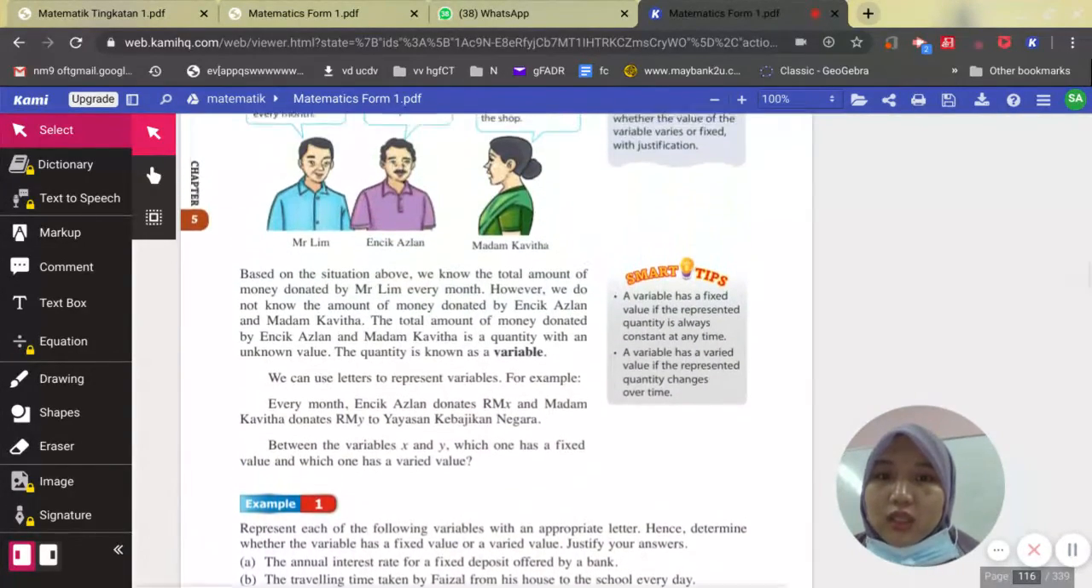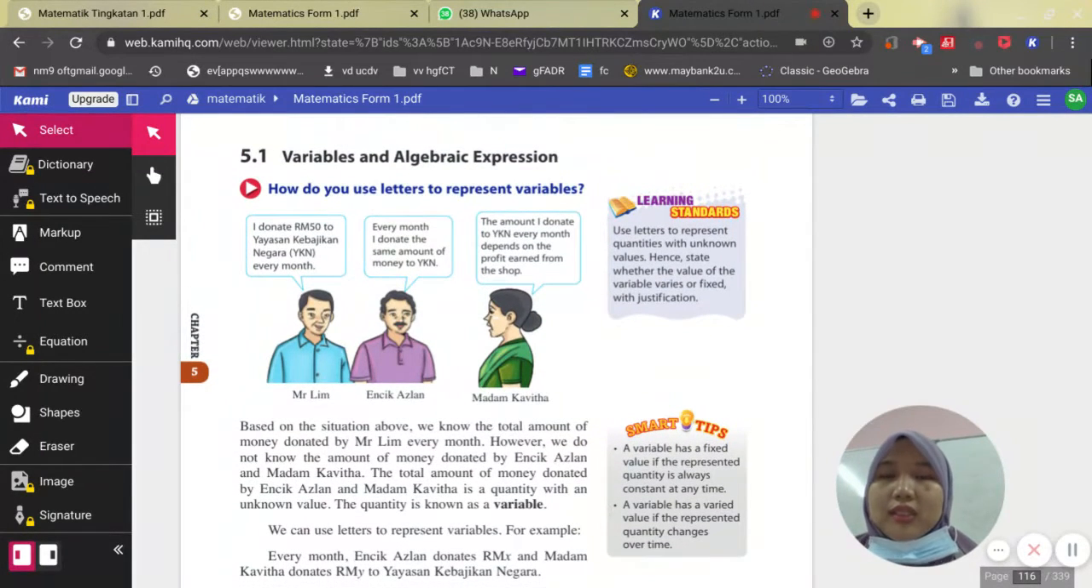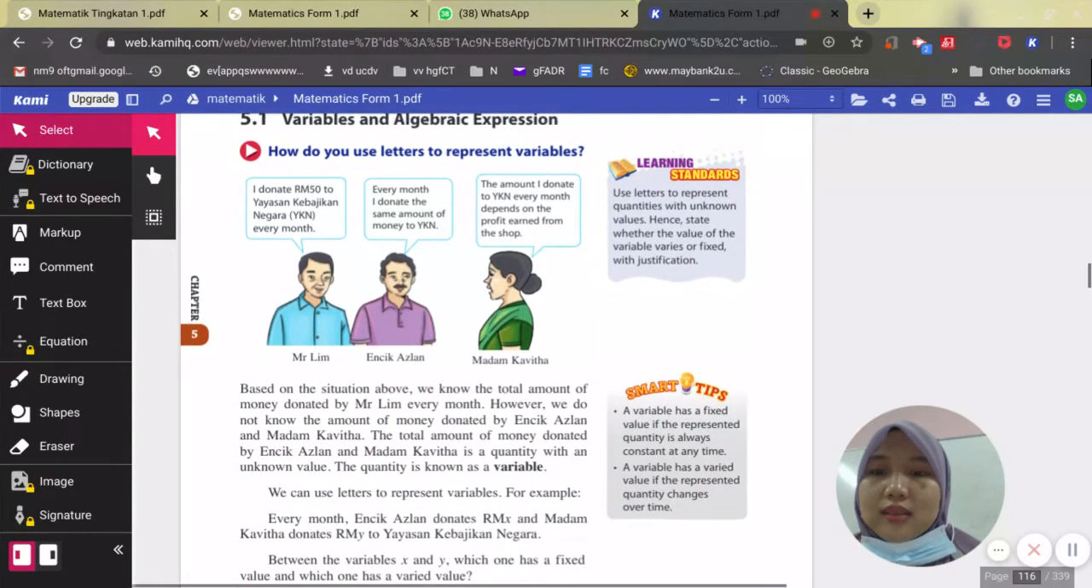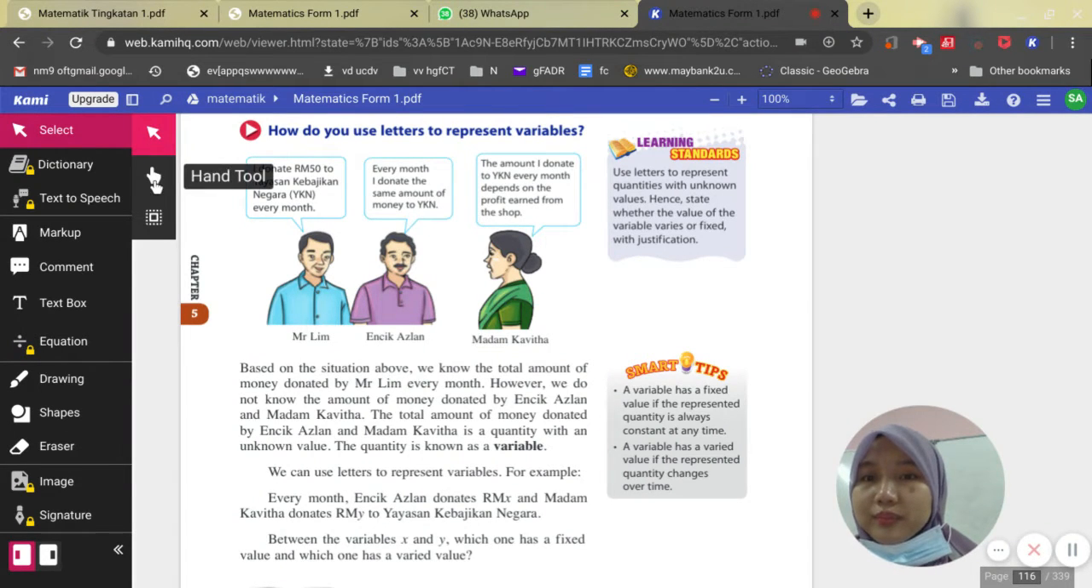106 in the textbook. So variables in this chapter, it is important for you to know what variables are. Variables is anything that you don't know the value. Okay, let's read together this situation here. There are three people here, Mr. Lim, Encik Azlan, and Madam Kavita.